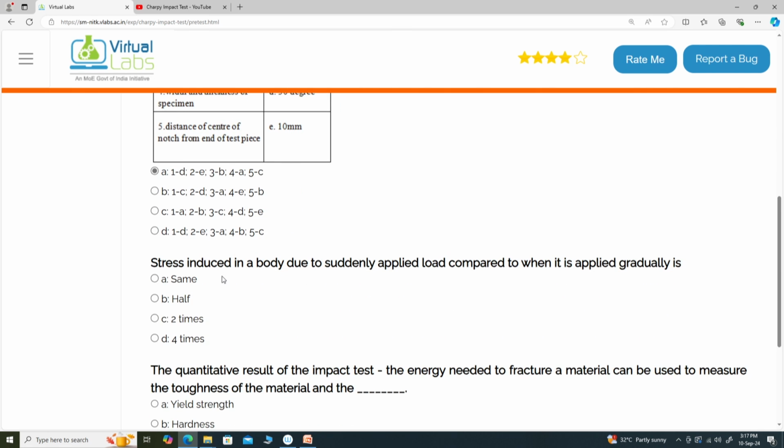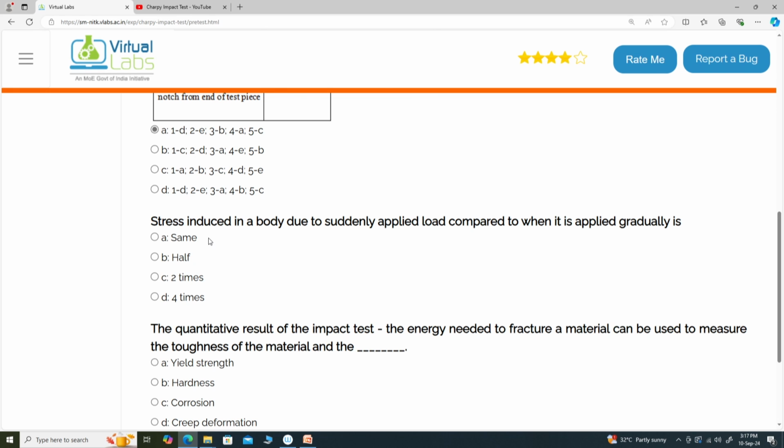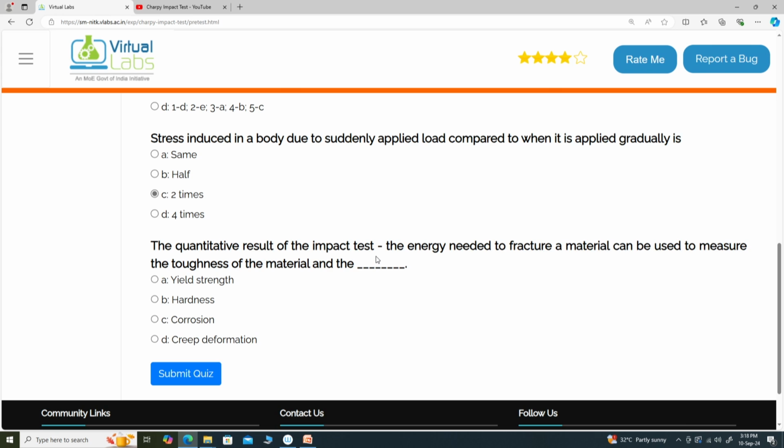So this answer is marked. Next question: stress induced in a body due to a suddenly applied load compared to when it is applied gradually is 2 times. When a load is suddenly applied, the stress that is induced is double. So that we have also discussed in one of the numerical questions in the previous lectures.